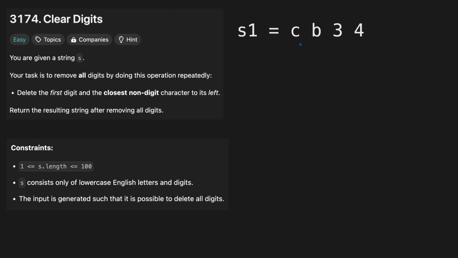So we will iterate through each character in the string using an index i, and whenever we find a digit, we remove it along with a non-digit character on its left, and we repeat this process until we reach the end of the string. Now in this example, when our iterator reaches i equal to 2, we find a digit 3, so we remove it and shift all the characters on its right to the left. So now our string becomes cb4, and then we also remove the non-digit character on the left and move this 4 to the left. So now our string becomes c4.